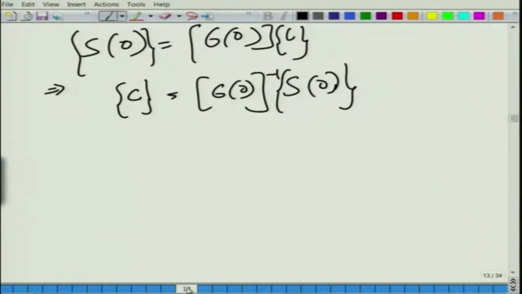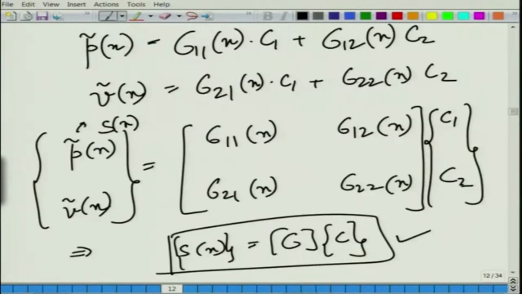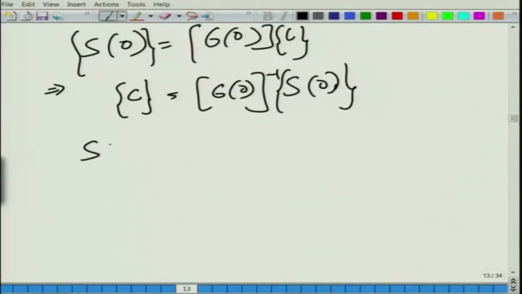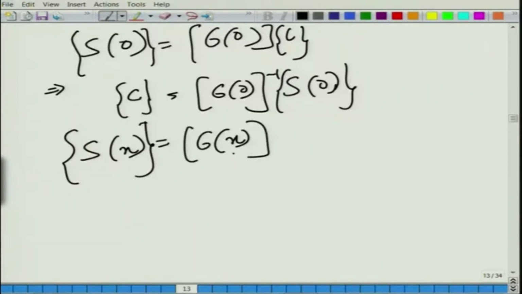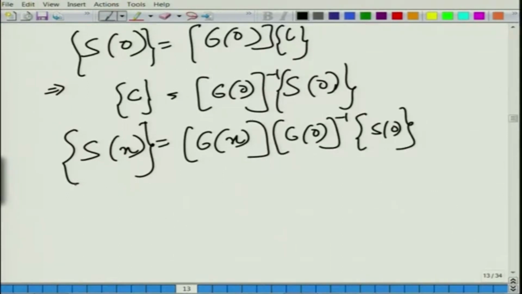Now, C can be substituted back in this equation to yield S of x vector is given by your G of x matrix. Remember, this was a function of x, although not written here explicitly, and S of 0 like this, and let us evaluate this at x equal to L, or any known section like this. So, we have got this.